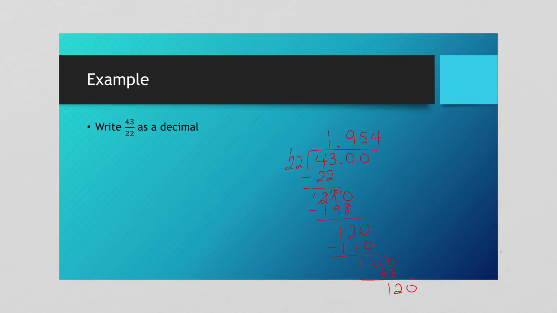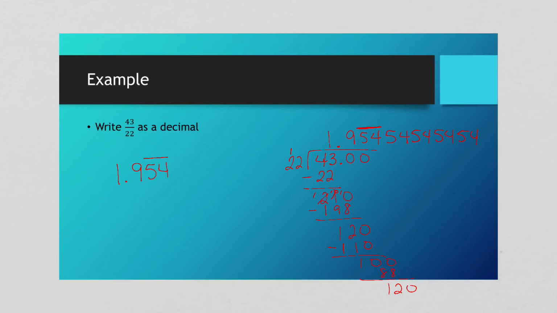22 into 120. We already did this. And that was 5. And so this is going to keep going 5, 4, 5, 4, 5, 4. And so what repeats here is that 5, 4, not the 9. So to write this as a decimal would be 1.954 with a bar only above the 5 and the 4. Don't put that bar over the 9 because the 9 does not repeat. So that's how you write a repeating decimal.